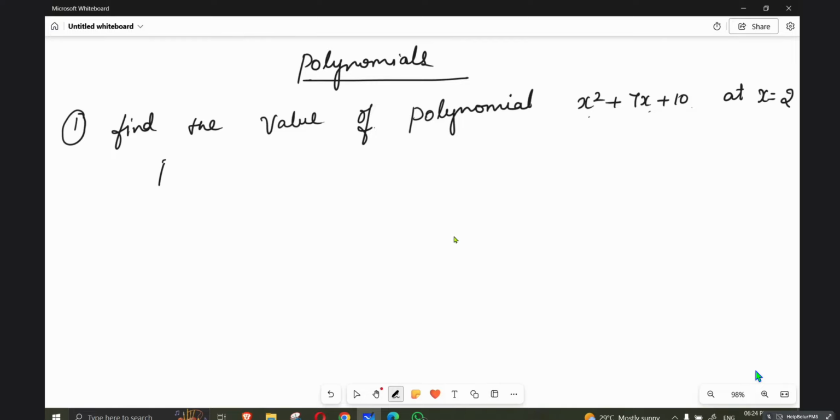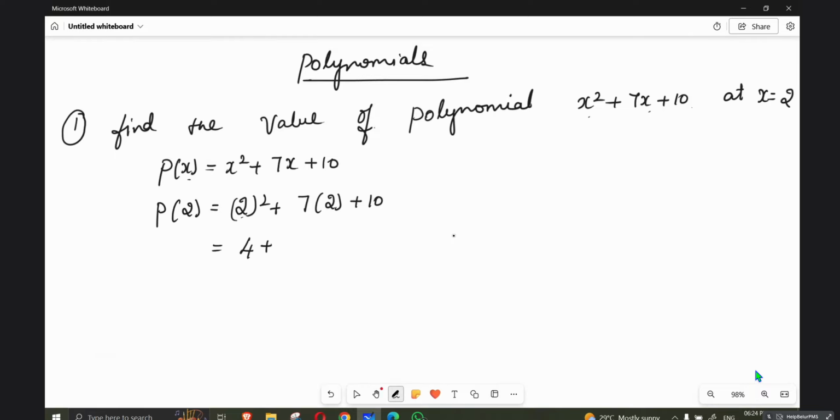So we have p of x is equal to x square plus 7x plus 10. So p of 2 will be equal to, that means instead of x, wherever x is there, we will substitute the value of x as 2. So what you will get here? 2 square plus 7 into 2 plus 10. 2 square is 4, 7 2s are 14, plus 10. So what you will get here?